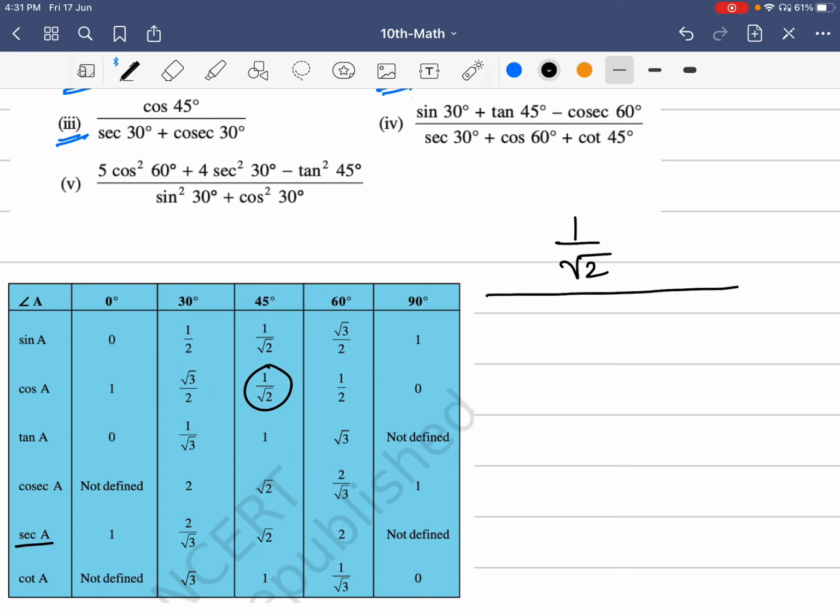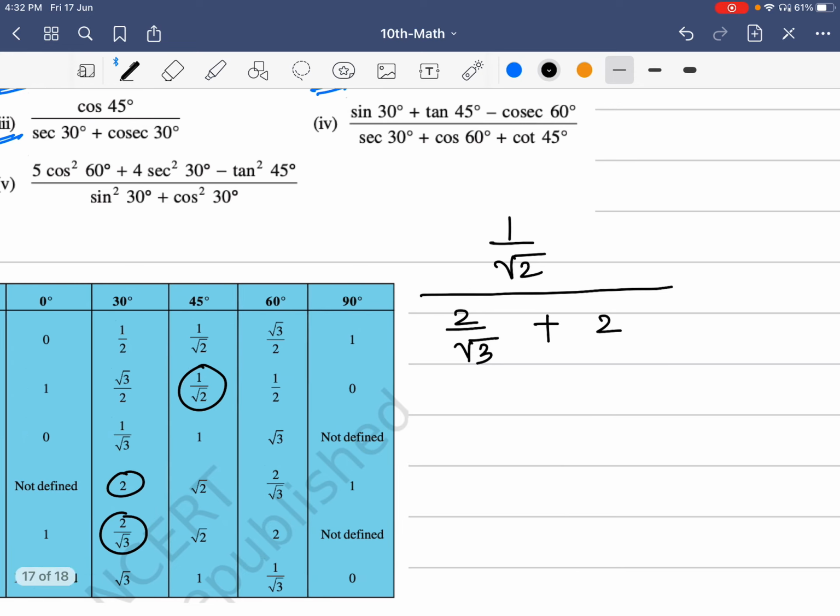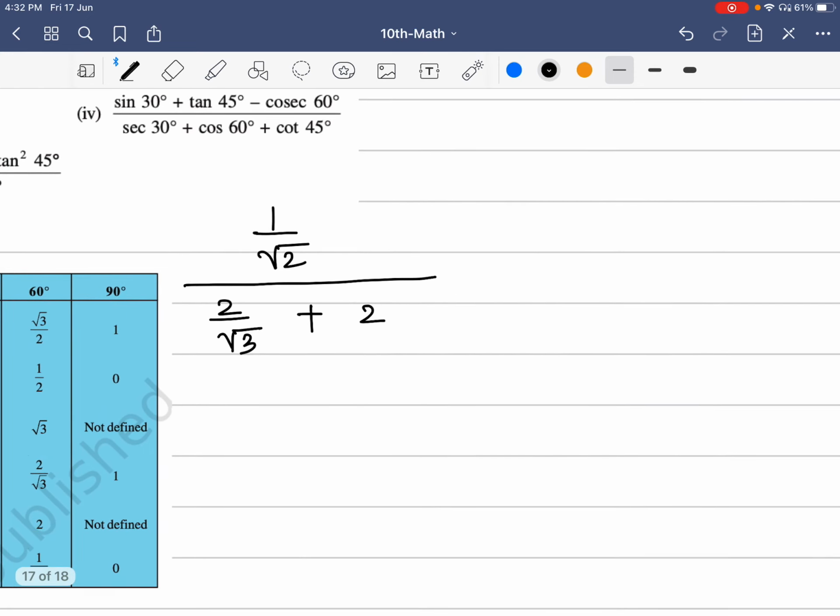So this is my sec of 30 degree, that is 2 by root 3, plus, and then we have cosec of 30 degree. Cosec of 30 degree is 2. So we have to evaluate this expression. So let's evaluate it. Now that is equal to 1 by root 2. Let's keep the numerator as it is, and let's solve this denominator.